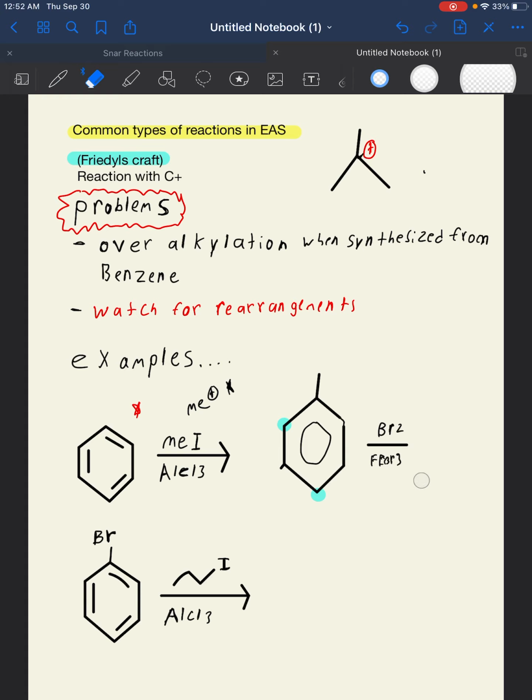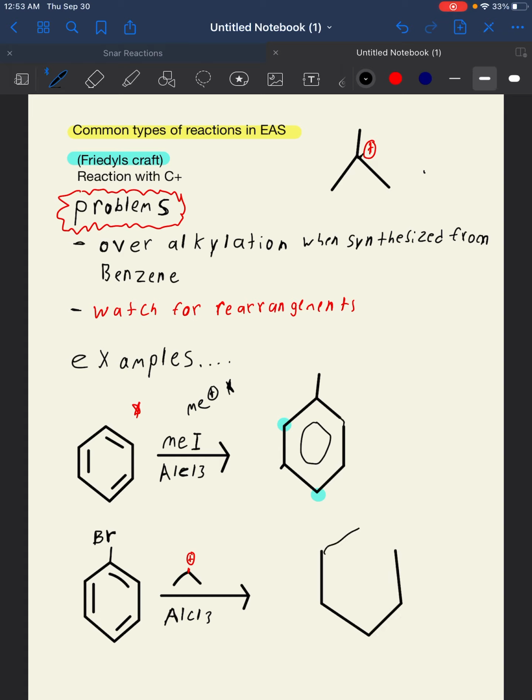But let's ignore that and let's look at the next example. Now this is where that rearrangement comes into play, because when this iodine leaves, it forms a primary carbocation here. However, it can get to a secondary carbocation, which is much more stable, via hydride shift, which then moves that guy here. So then when it actually attacks, you're going to have this as your compound.